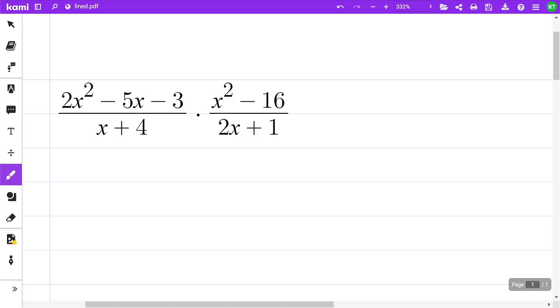When multiplying rational expressions, this works very similarly to simplifying rational expressions. We're going to want to start by factoring everything that we can. So we're going to start by factoring 2x squared minus 5x minus 3.